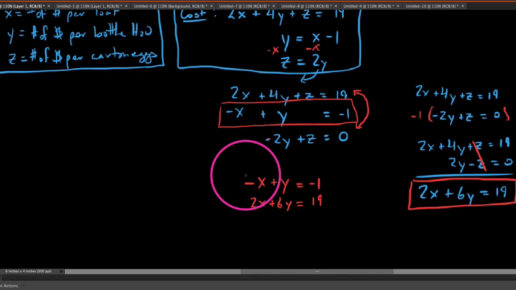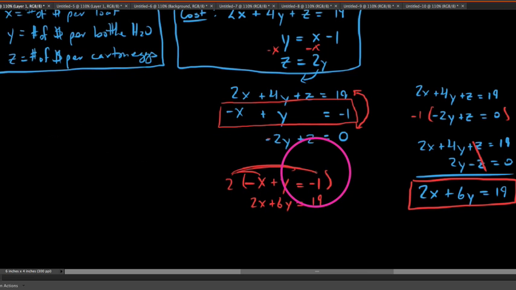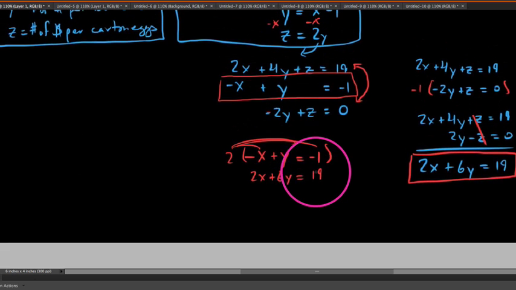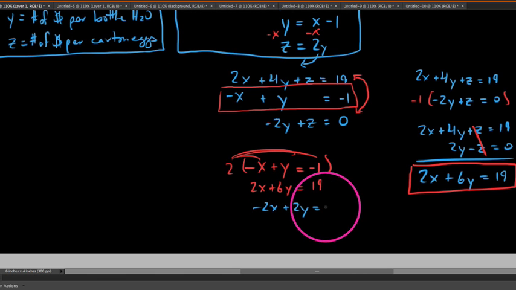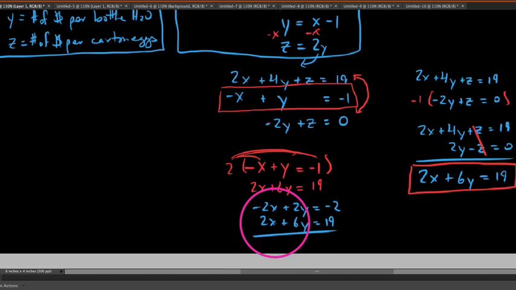So solving this system here, I suppose the addition method would work very well with our x's if we were to double everything in our first equation and rewrite this system. We would end up with this right here: negative 2x plus 2y equals negative 2, and we would get 2x plus 6y equals 19. Adding these up, we end up with 8y equals 17.